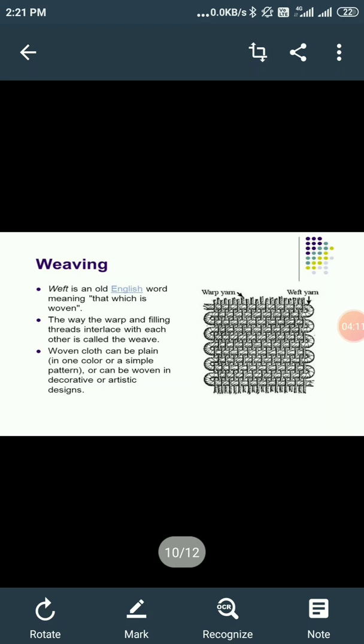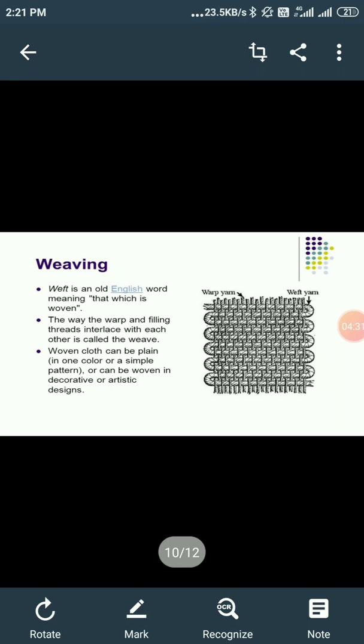Weaving is the process in which the arrangement of fibers is done on looms. Everyone knows about looms? Power looms. Okay. So these looms have the arrangement of the fiber.